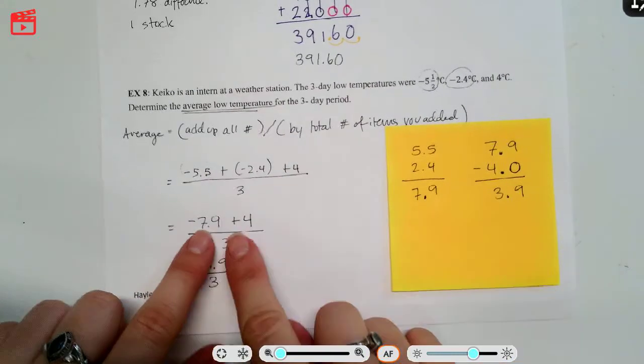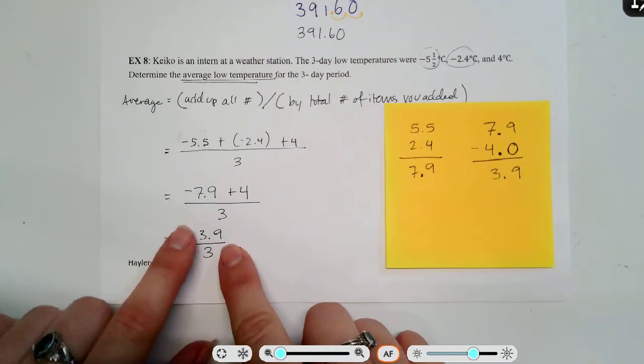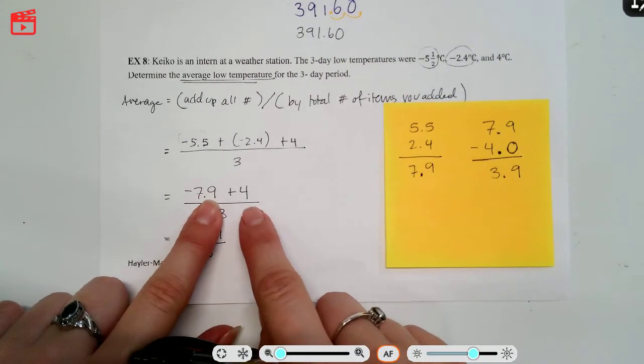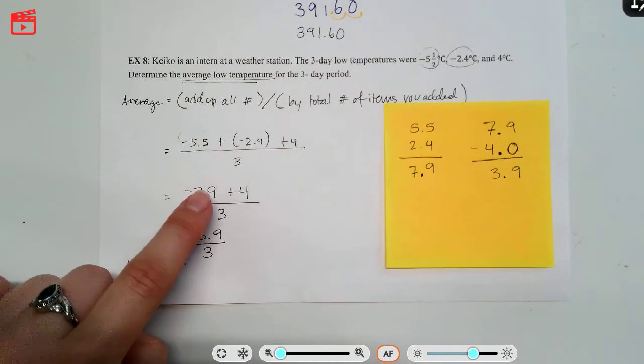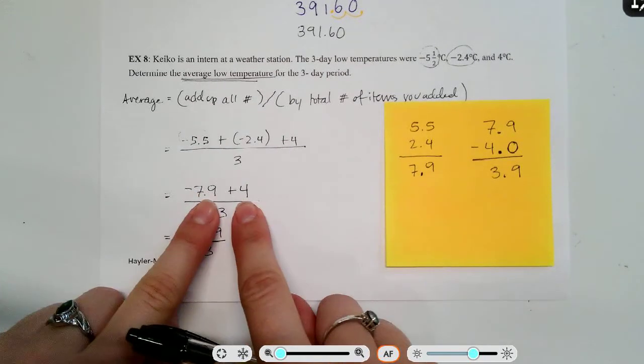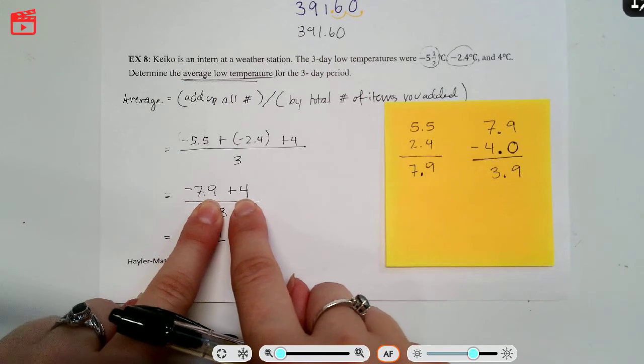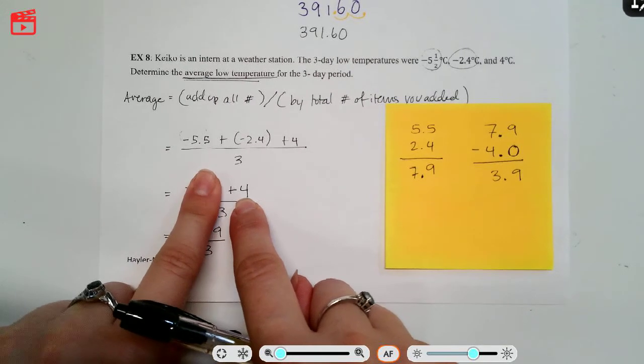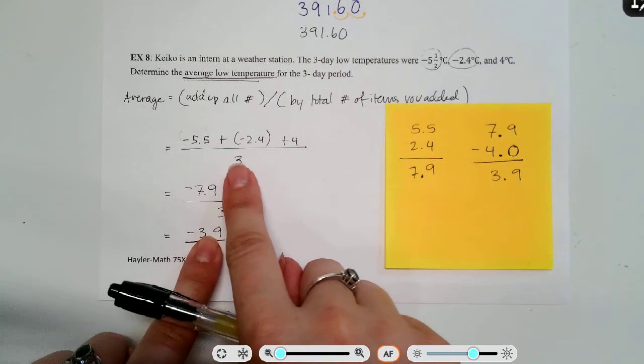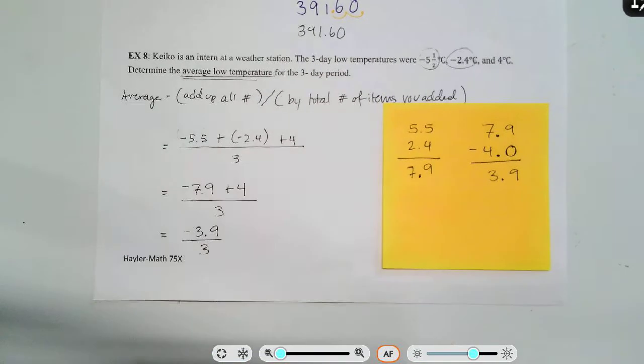So the question was, how do we know if my answer is going to be negative or positive? Well, because 7.9 is larger than 4, it's going to be negative. How you can remember it? The bigger number's sign wins. So if 4 had been the bigger number, our answer would have been positive. But since 7 was the bigger number, our answer ended up being negative.